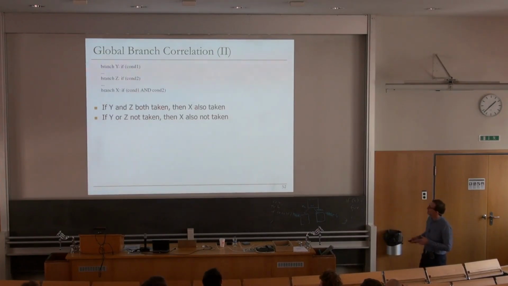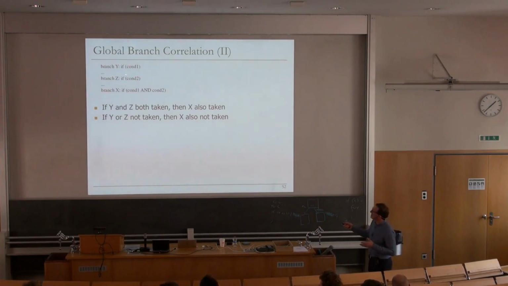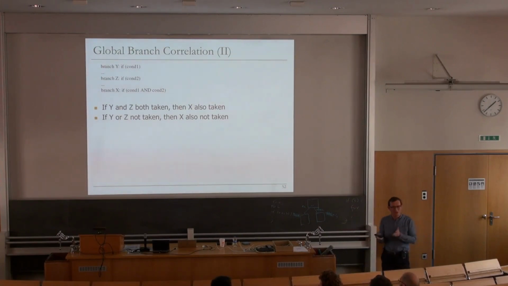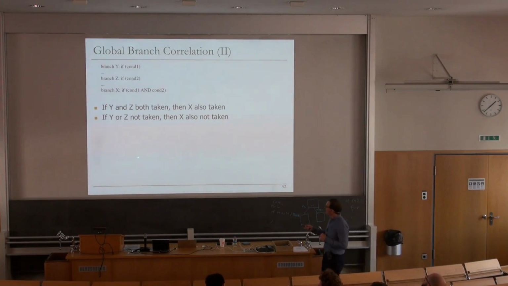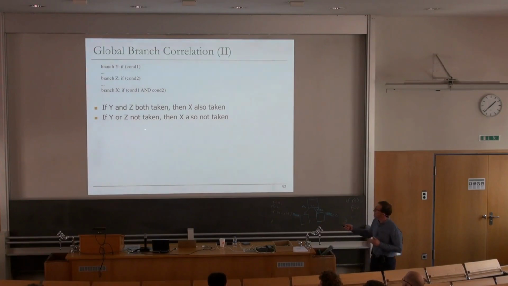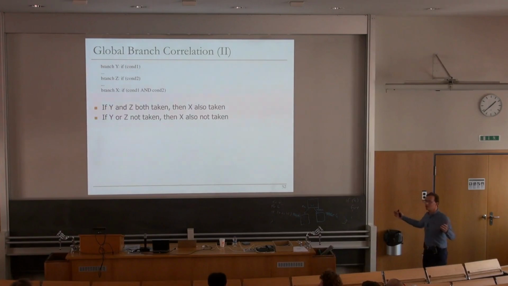This is another example. The first branch is checking one condition, another branch is checking another condition, and the last branch is checking the AND of both of those conditions. And now you may empathize with this. When you program, you should be writing stuff like this also. Basically, if y and z are both taken, then x is also taken in this case. And if y and z are not taken, then x is also not taken. Clearly a Boolean function in this case. But you can become much more sophisticated, and it can be dependent on chains of dependencies, as you can see.